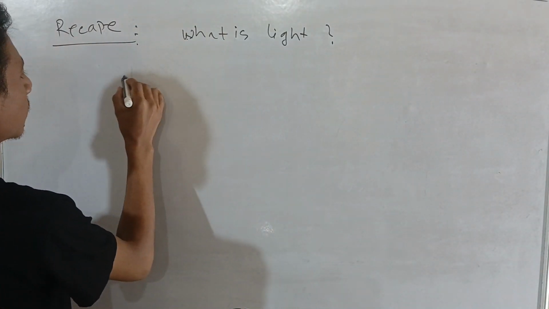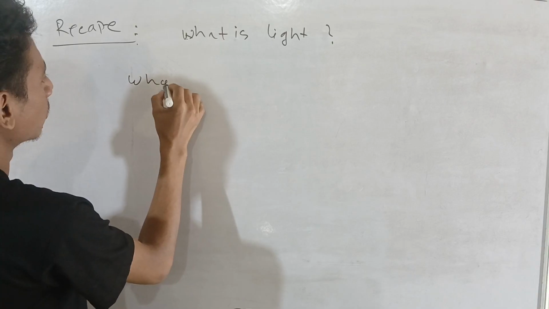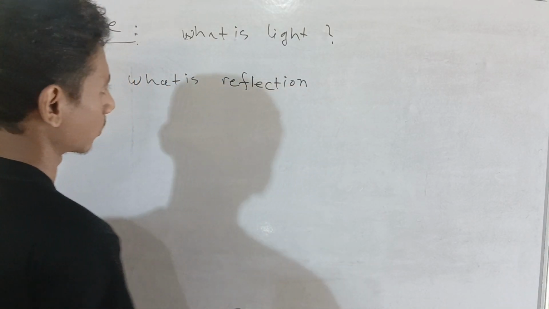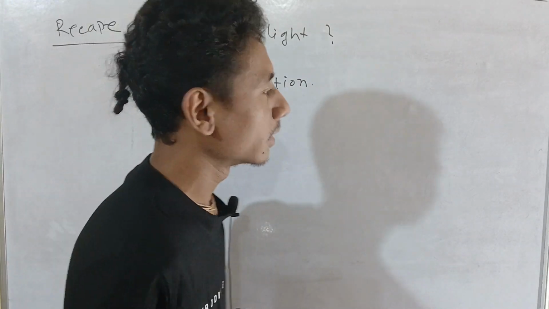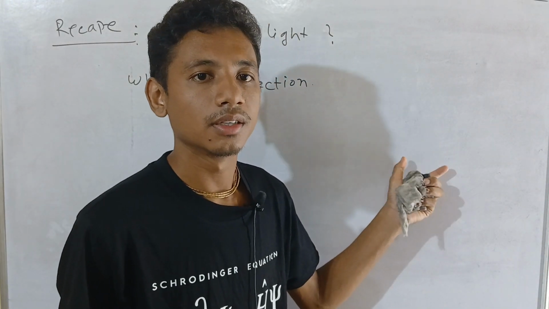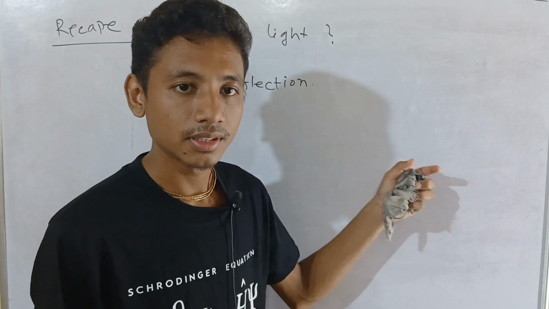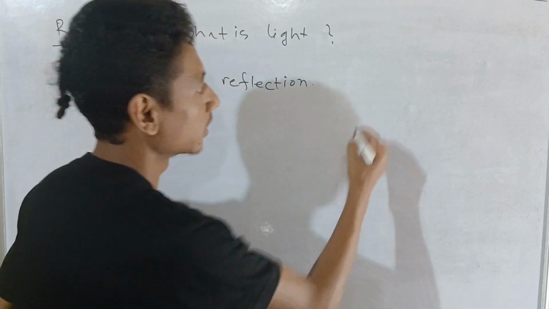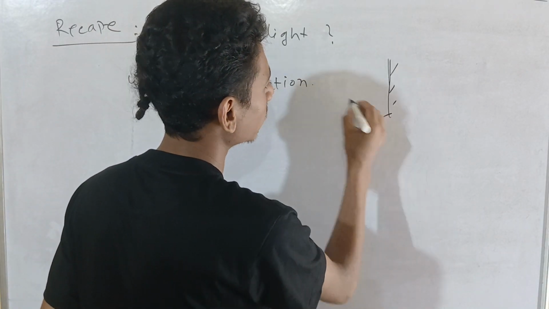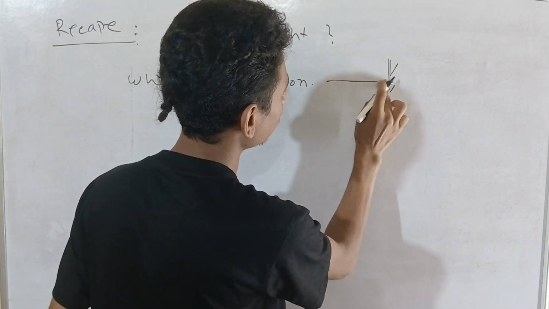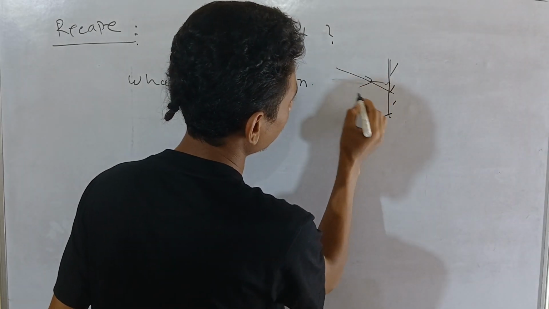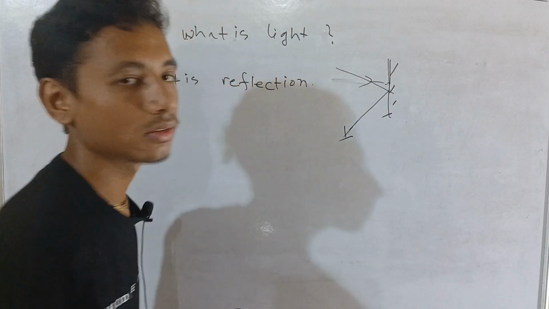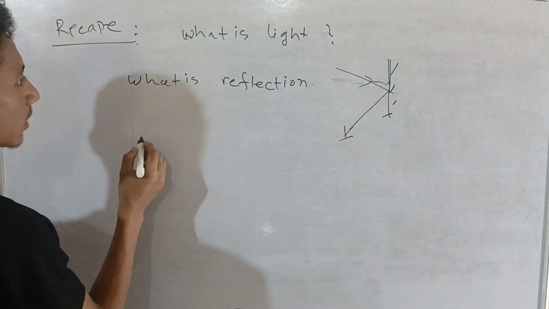Second, we discussed what is reflection. Reflection means if any ray hits the surface of a plane, after that this ray bounces back. This is called reflection. If this is the plane, if any ray hits the plane or surface, after hitting the surface or plane, the ray bounces back. This is called reflection.